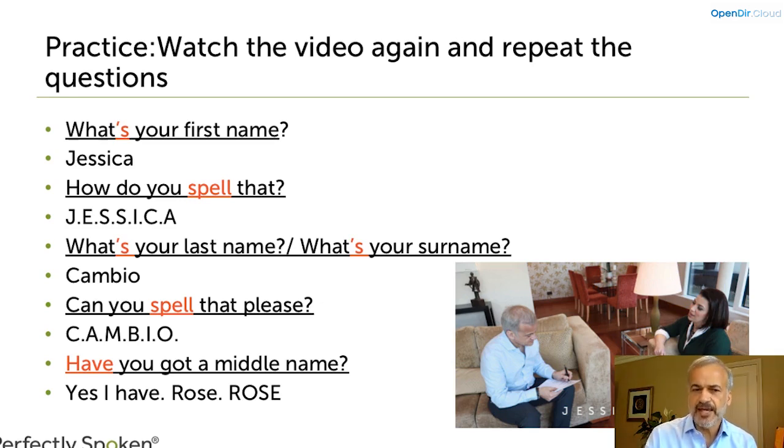Okay, so let's just go again. So, what's your first name? Jessica. How do you spell that? Jessica. What's your last name? What's your surname? Cambio. Can you spell that, please? Cambio. And finally, have you got a middle name? Yes, I have. Rose. Rose. Okay?